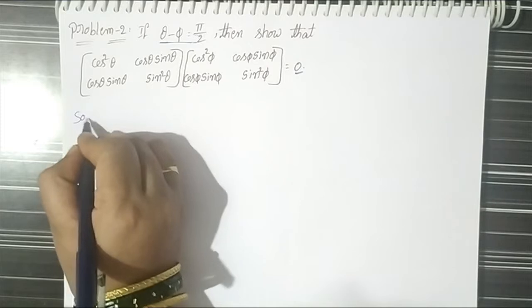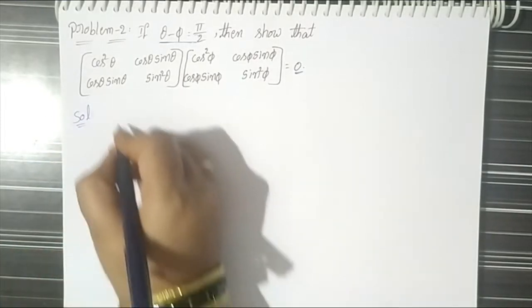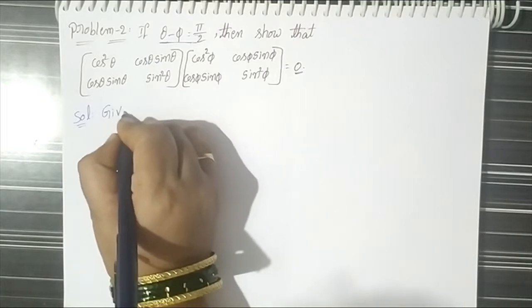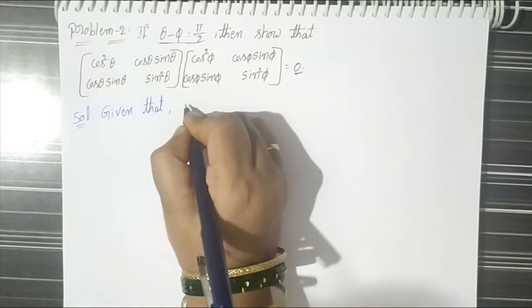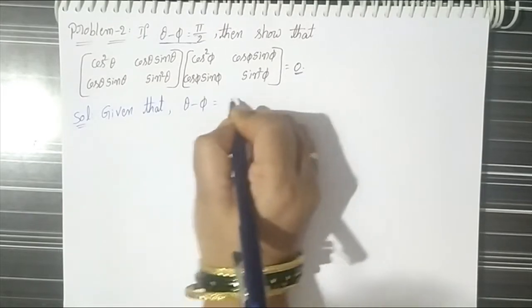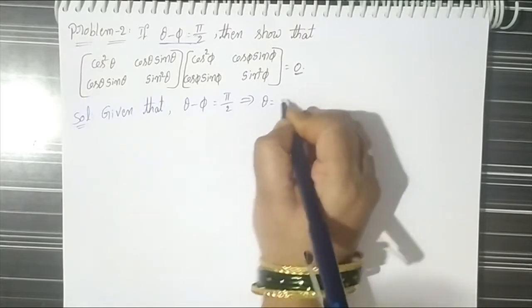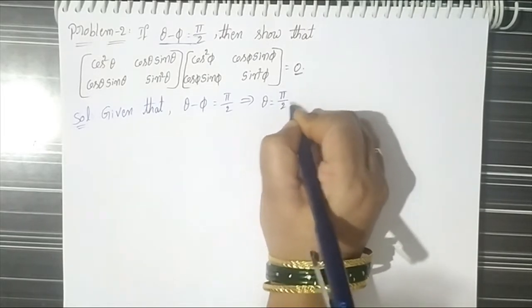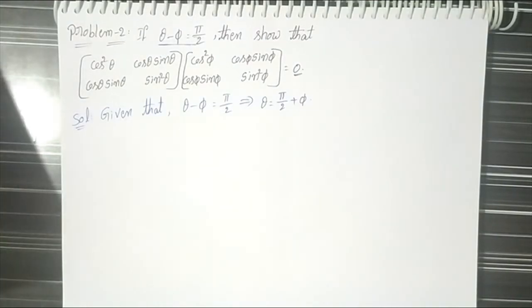Then for the solution, first write down the given condition. The given condition is that theta minus phi equals pi by 2. From this we can write theta equals pi by 2 plus phi. This is our given condition.